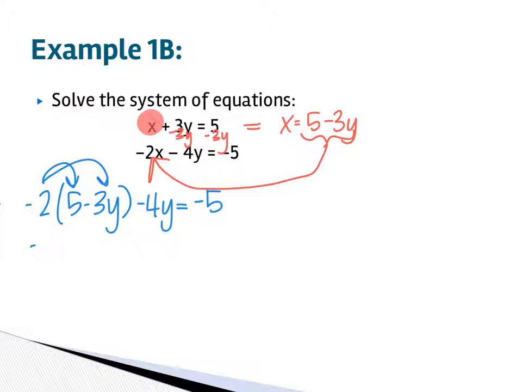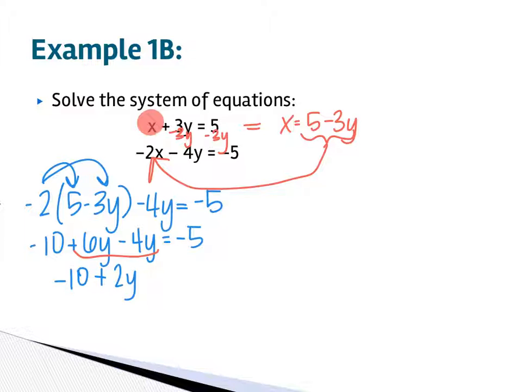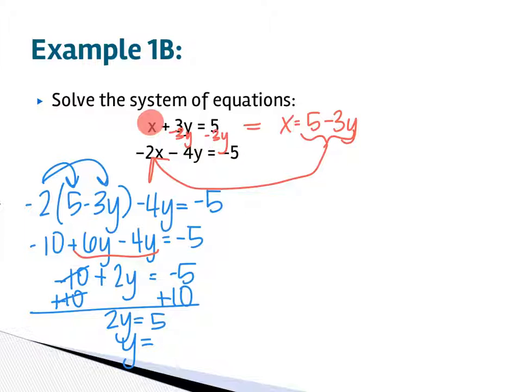Distribute the negative 2 and you get negative 10 plus 6y minus 4y equals negative 5. Combine like terms, so we get negative 10 plus 2y equals negative 5. We'll add 10 to both sides. 2y equals 5, so that means that y is going to be 5 divided by 2, which is 2.5. So I know for my answer, my y coordinate is going to be 2.5.